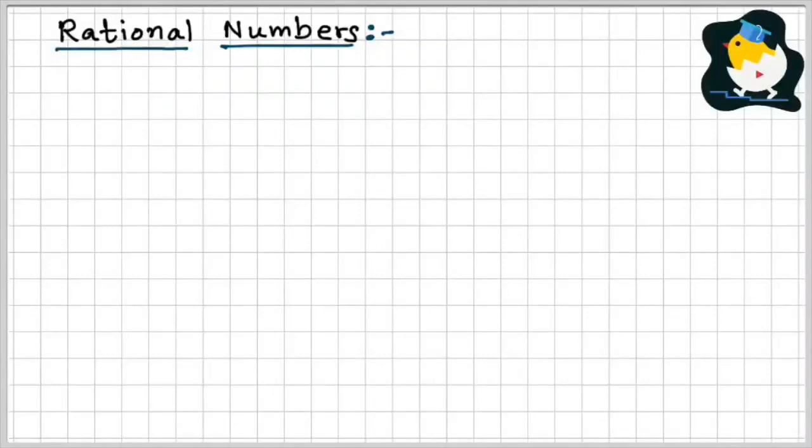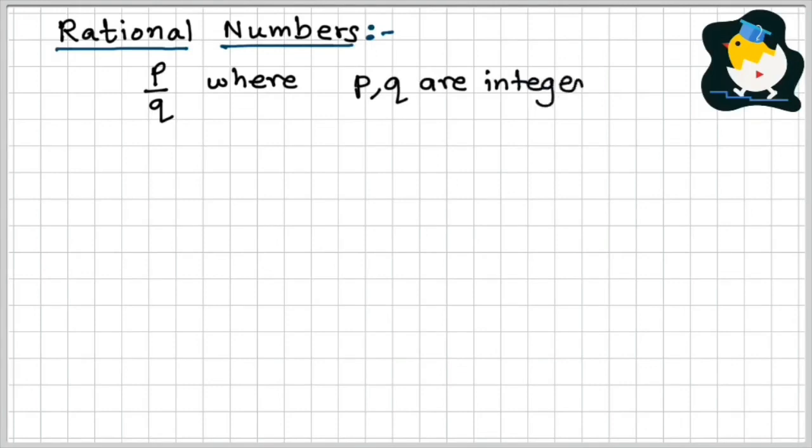Hello all, welcome to this video in which we are going to talk about rational numbers. So the numbers of the form P upon Q where P and Q both are integers. Moreover, Q is not equal to 0. Okay, so that means a rational number is a ratio of two integers where the denominator is not equal to 0.